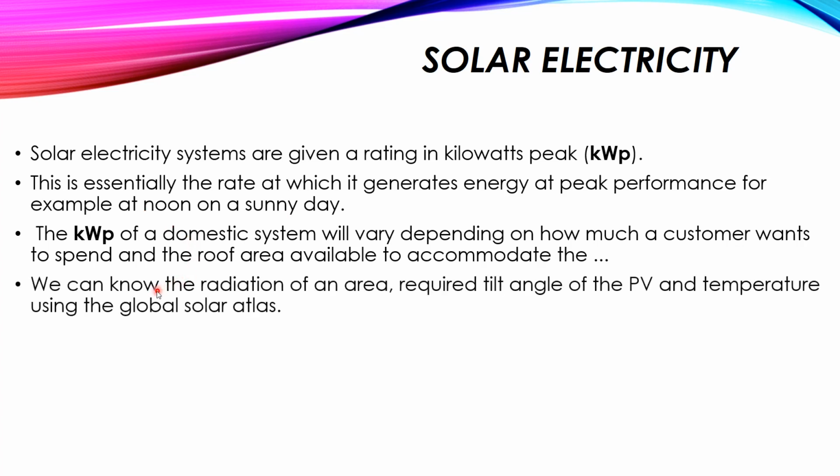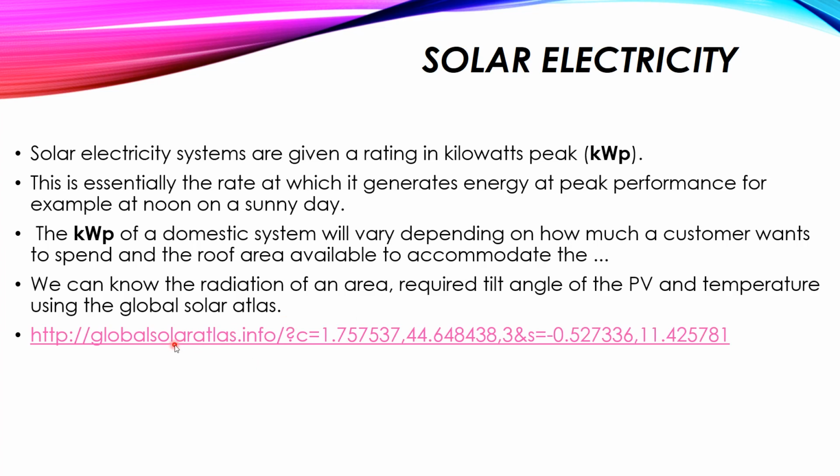We can also know the radiation of an area, the required tilt angle of the PV system, the tilt angle representing the inclination of the PV system, and temperature, of course, which is the temperature at which the panel will be installed, by using the Global Solar Atlas. The Global Solar Atlas will help us to identify the radiation of an area, the tilt angle, and the temperature, as we will see now.